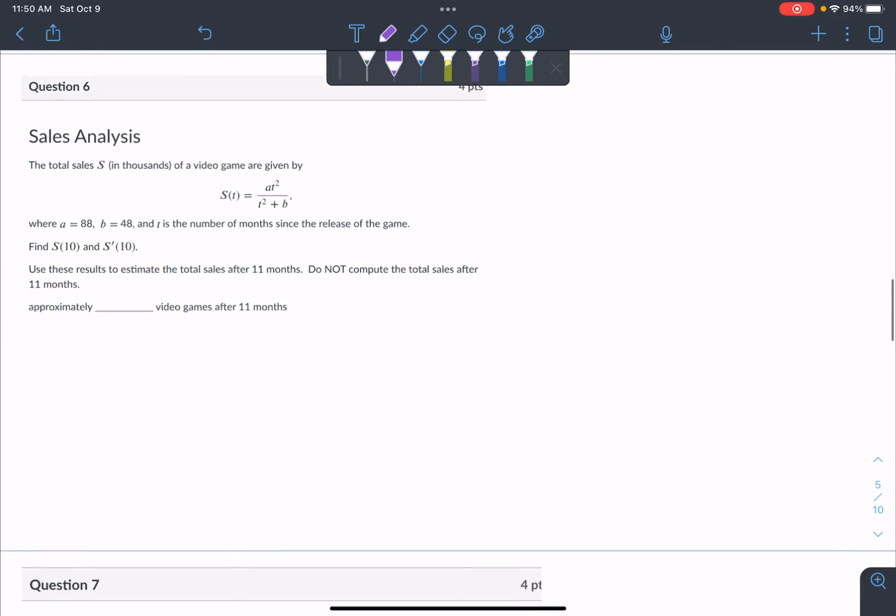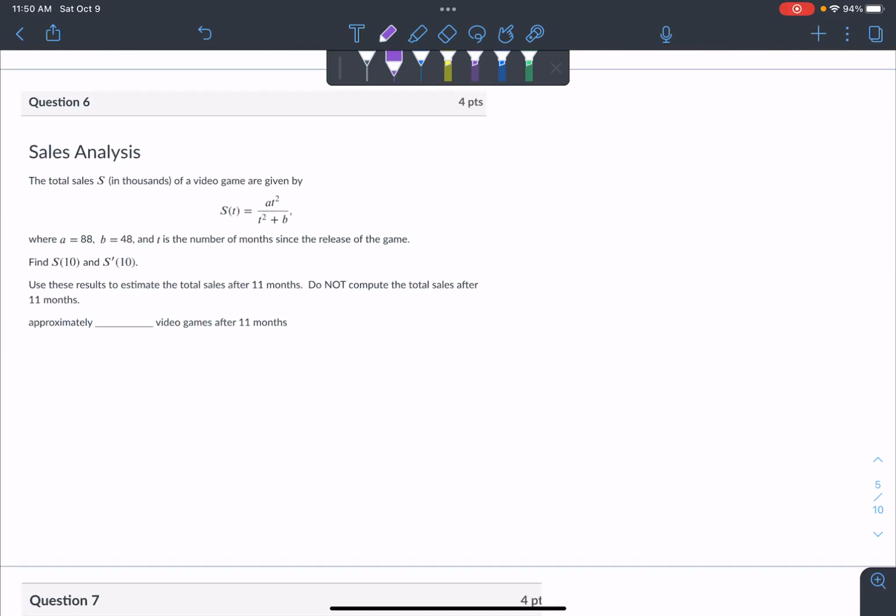All right. So now we have a sales analysis question. We have total sales in thousands of video games given by this equation. We want to find S of 10 and S prime of 10, and we'll use them to estimate the total sales after 11 months. Basically we want to find how much sales we've done in 10 months. That's our starting point, plus the instantaneous change at this point in order to get us to the next month.